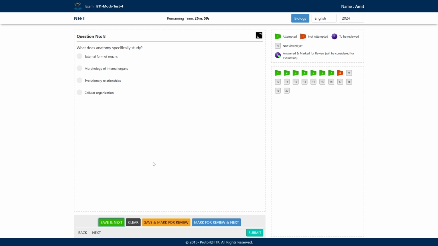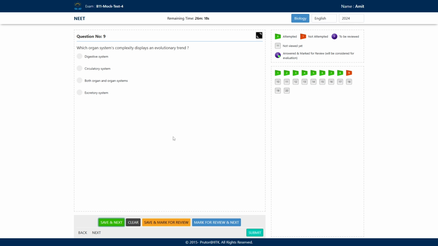That is anatomy, right? Now, it is nothing to do with the evolutionary relationship. In anatomy, we do not see evolutionary relationship. We go for anatomy to see the internal structure of the organisms, right? Cellular organization, no. We see tissue, organ, right? So this could be correct, but the most appropriate one is the internal organ, right? So we will save and move to our next question.